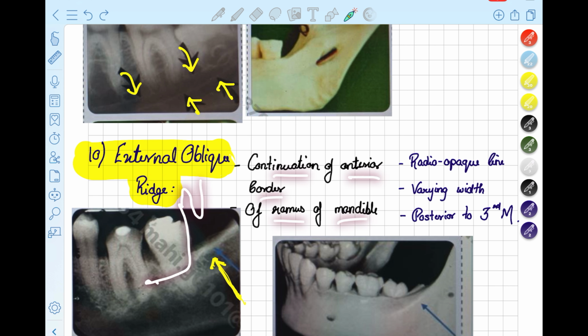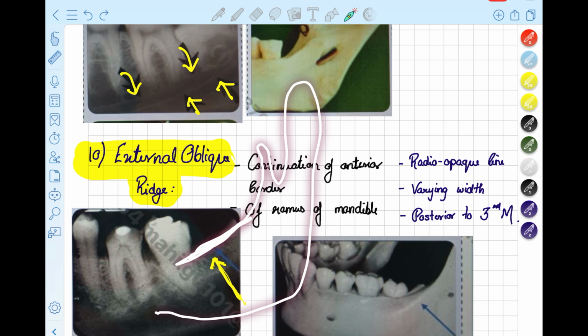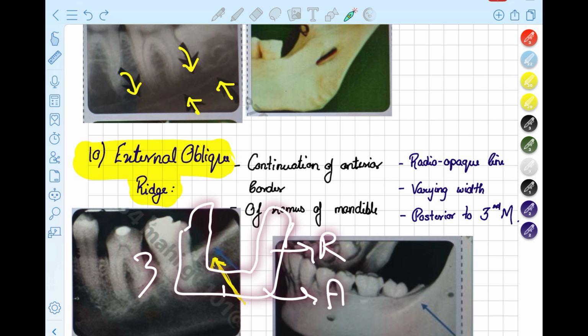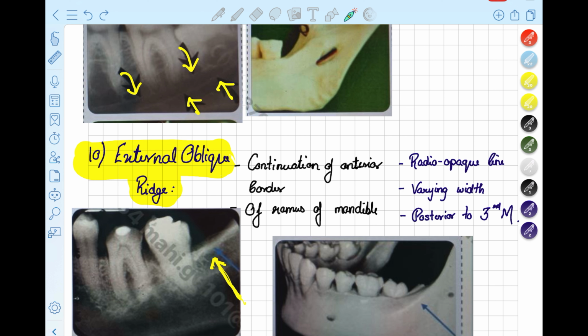As we know, this is the ramus, with the condylar and coronoid processes. So this is the anterior border. This part is the anterior border of the ramus of the mandible. So the external oblique ridge is a continuation of the anterior border of the ramus of the mandible. There are mainly three parts of the mandible. This part is known as the ramus. This is the angle of the mandible, while this is the body of the mandible. So the external oblique ridge is the continuation of the anterior border of the ramus of the mandible.